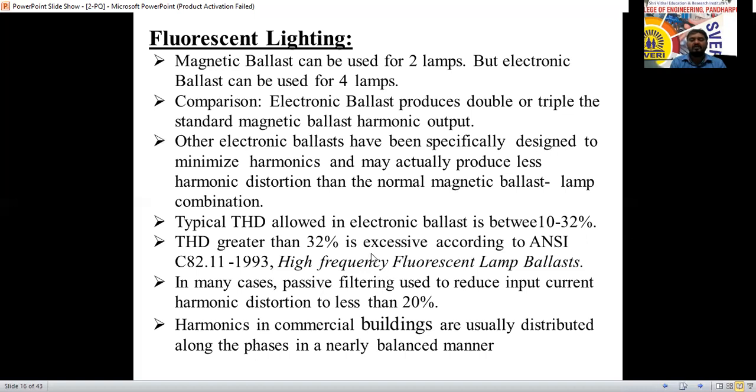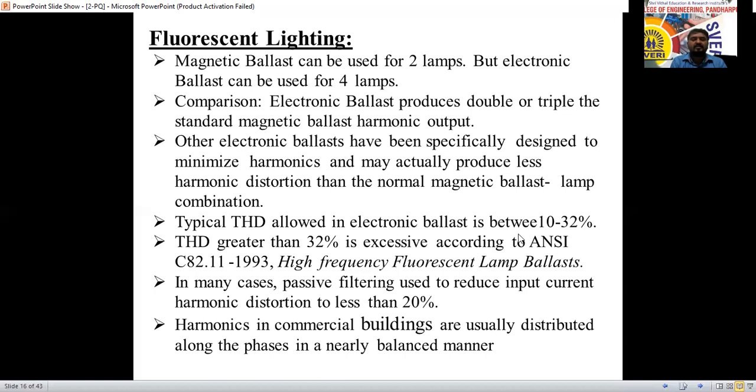There are filtering devices, active filters and passive filters. We will discuss them at the end. In many cases, a passive filtering method is used to reduce the input current harmonic distortion to less than 20%. Harmonics in commercial buildings are usually distributed along the phases in a nearly balanced manner.